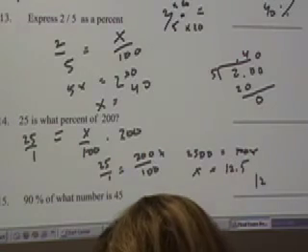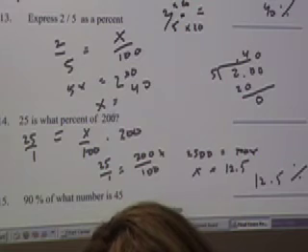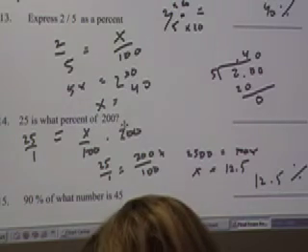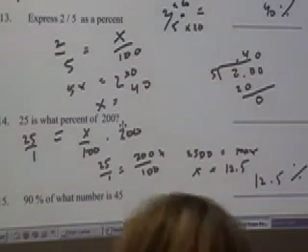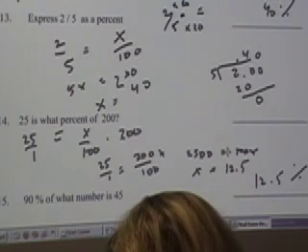So now always think about, does it make sense? 25 is 12.5% of 200? Yep, it makes perfect sense. That's fine, because 25 out of 200 happens about 12.5% of the time. Let's go down a little bit.